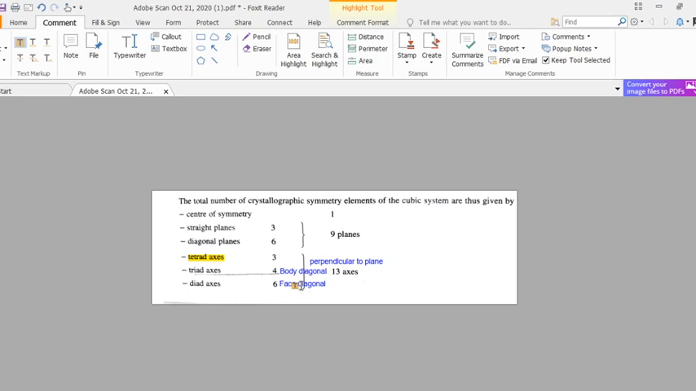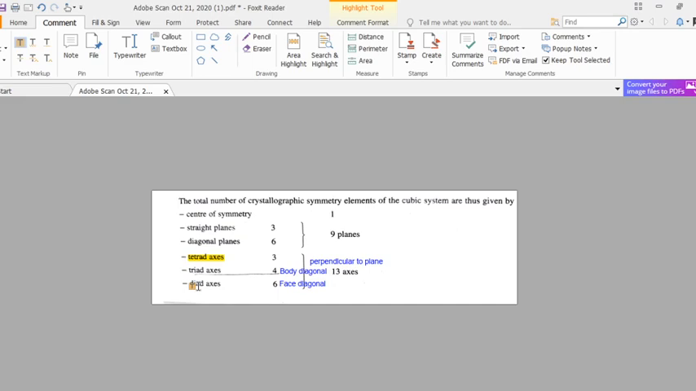So that is 4 corners on top and 4 corners on the bottom. Each corner, if connected diagonally, gives me 4 body diagonals, so I may have a 4 body diagonal axis. And the last one is the dyad axis. The dyad axis is the axis of rotation which lies at the center of an edge.